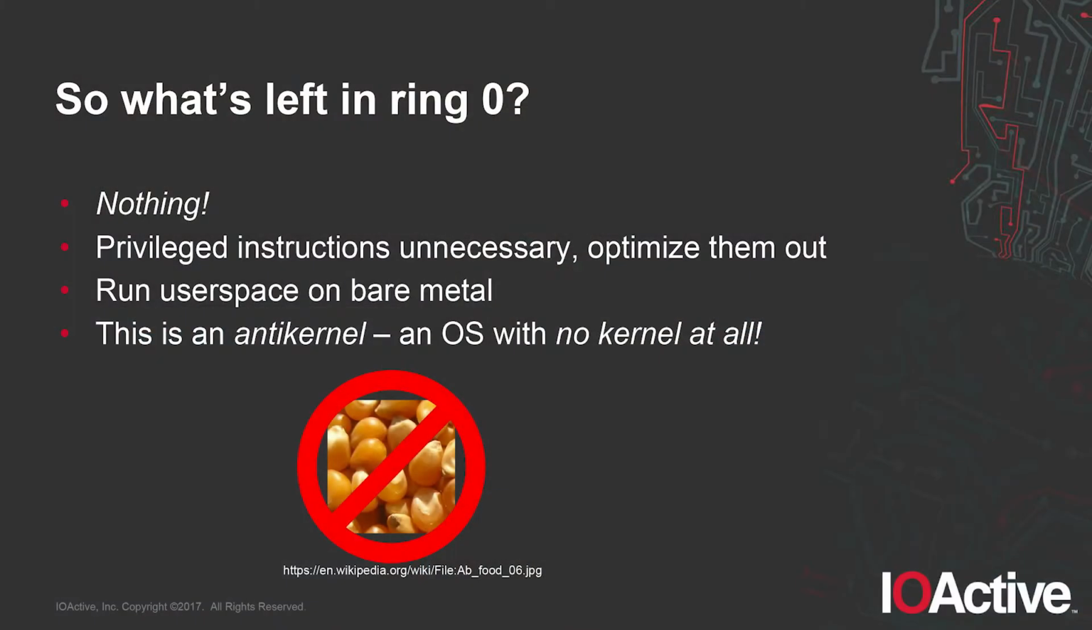And of course, we have the separation kernel property that no data flow is allowed between pages with different owners. So at this point, what's left in ring 0? There isn't anything left. Now all the privileged instructions in the ISA are unnecessary. Delete all of them, run user space in bare metal, and you're now left with what I've termed an antikernel because there isn't a kernel anymore.